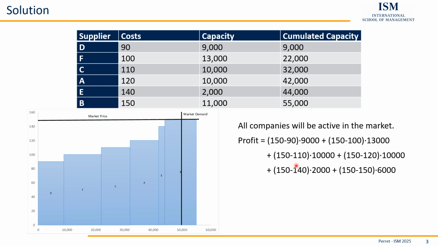Well, that's the profit calculation, yielding me a result of 1,910,000. And I can also see this profit in this graph because it's the white shaded area below the market price here. So this area here is my total profits of all the companies active in the market. In economics, this would be more or less comparable to the producer surplus.